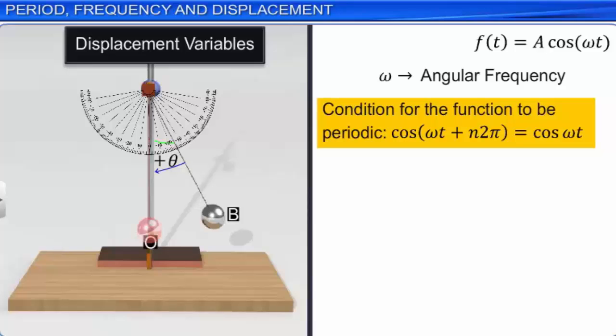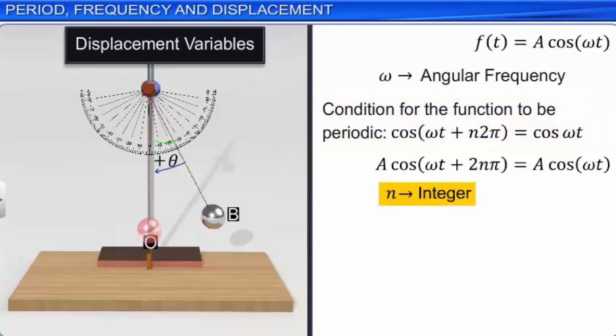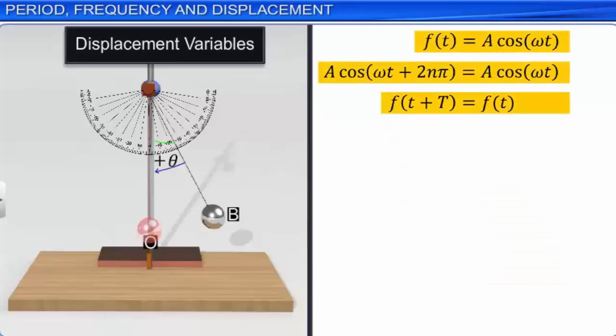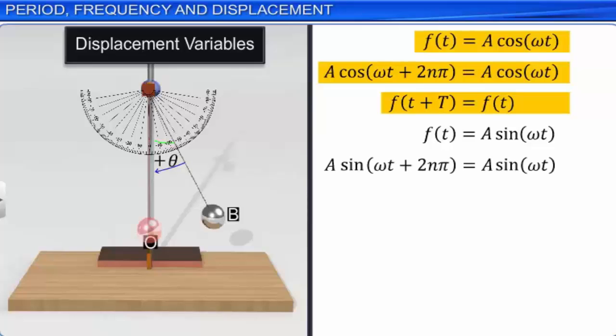Thus, A cos(ωt + 2nπ) must be equal to A cos ωt, where n is any integer. In other words, the function is periodic with the time period T when f(t + T) is equal to f(t), where the time period T is equal to 2π/ω. The function f(t) = A sin ωt is also a periodic function, which implies that A sin(ωt + 2nπ) is equal to A sin ωt. A linear combination of two periodic functions is also periodic.